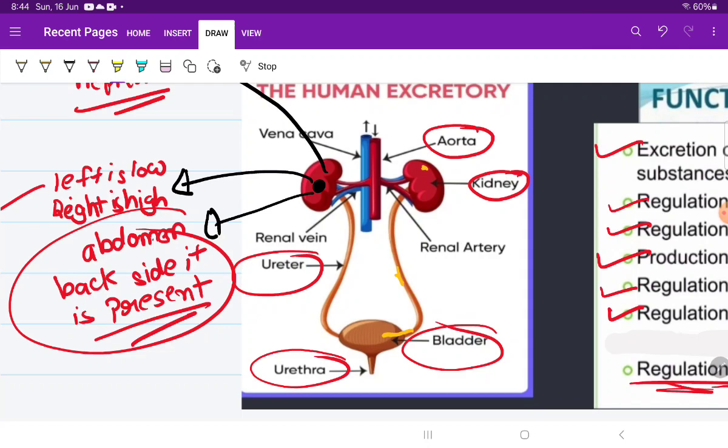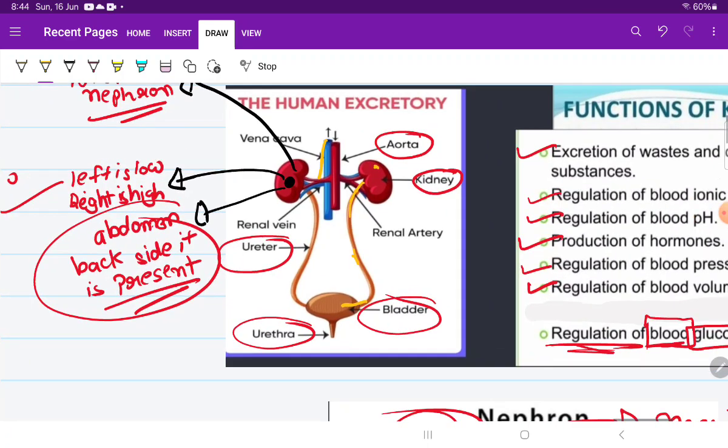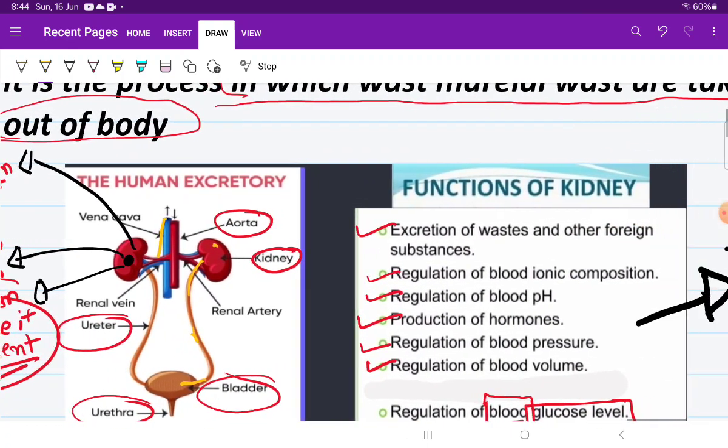Then the important things go to the vena cava, and the not important things are stored from the ureter in the urinary bladder. Then from the urinary bladder it is excreted through the urethra. This is the process.